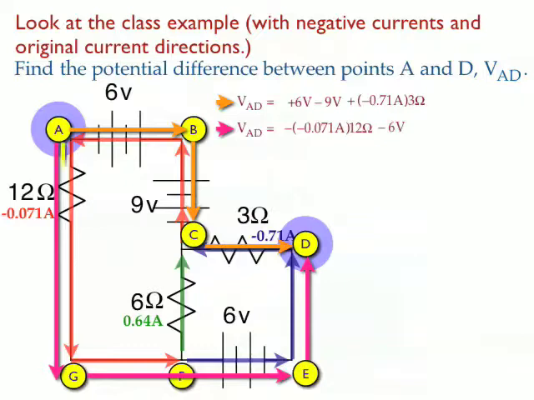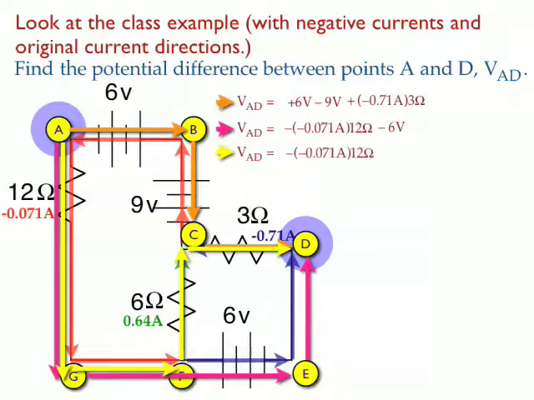The third path I'm going to take is from A to G to F to C to D. It's a yellow line that just appeared. So to find this one, the first thing I'm going to do is go across the 12 ohm resistor, so I'm going with the direction of current, so negative times a negative 0.071 amps times 12 ohms. Then I'm going up the 6 ohm resistor, so I'm going with the current again, negative 0.64 amps times 6 ohms, and then from C to D, across the last resistor, negative 0.71 amps times 3 ohms.